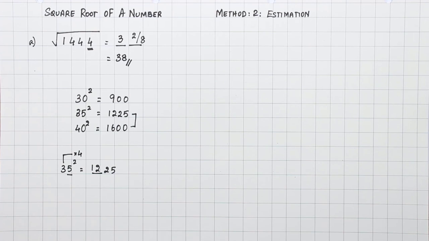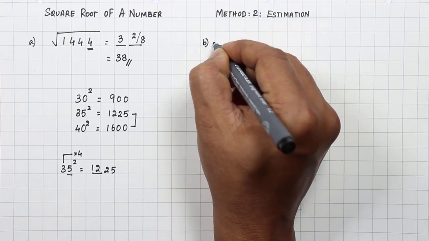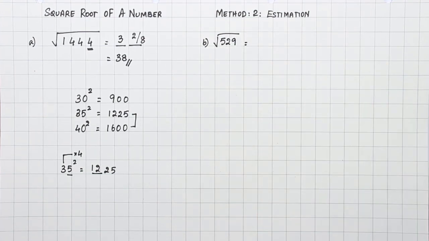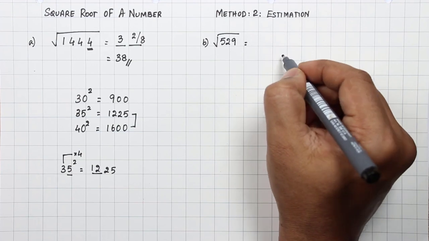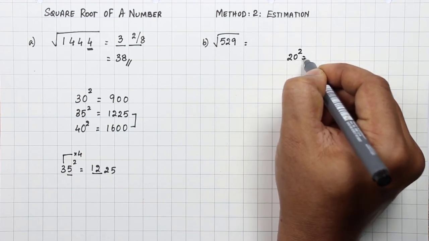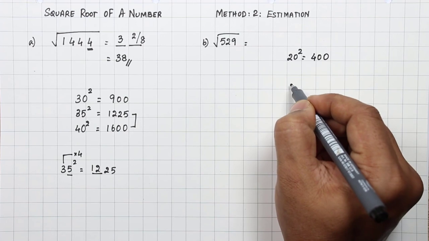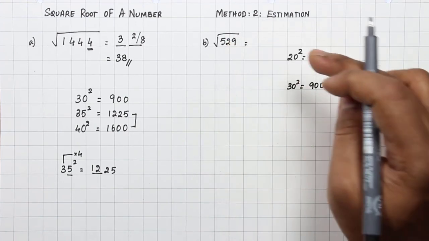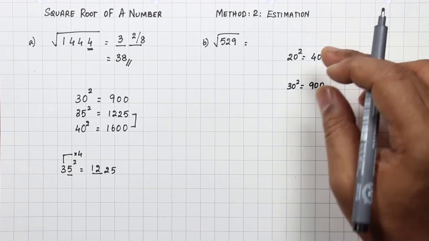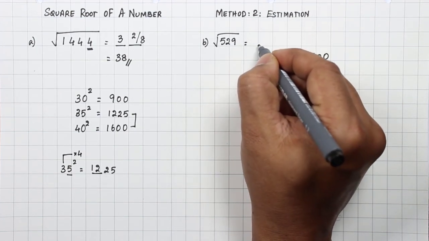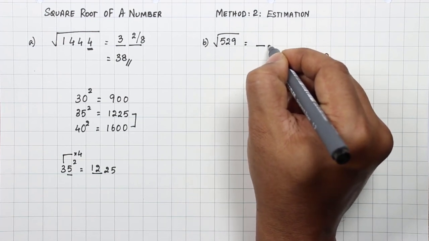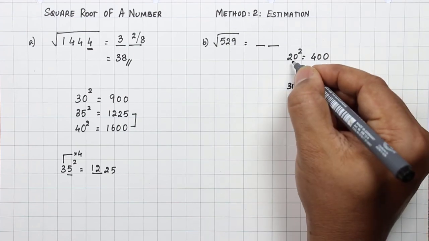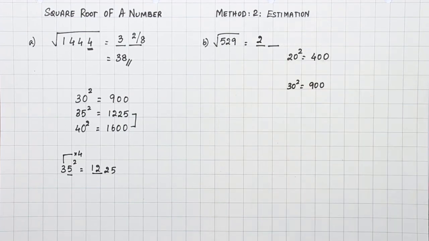Now let's take another number. Say for example, the square root of 529. I can just calculate 20 squared, which is 400, and then 30 squared, which is 900, and I know this number 529 lies between these two. Since it is a 3-digit number, the square root of this number is going to be 2 digits. And the tens place is going to be in the 20s.